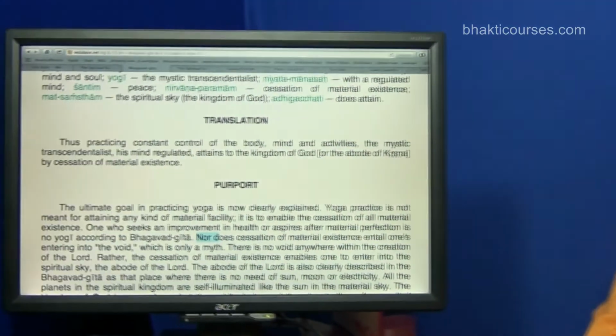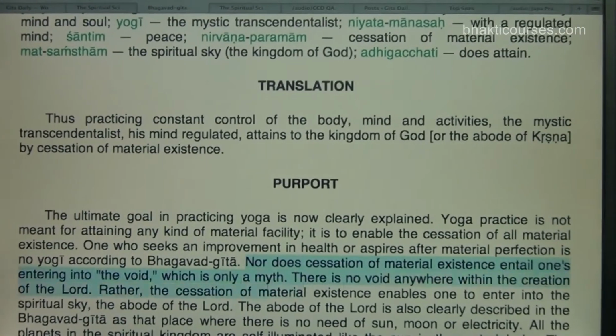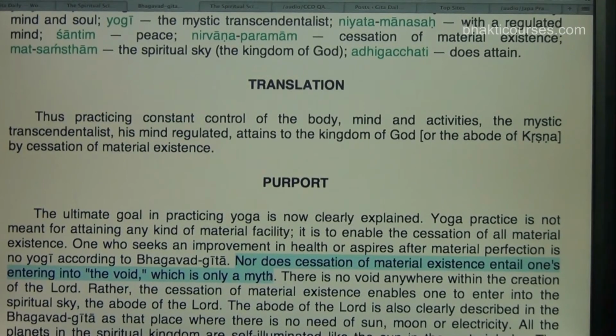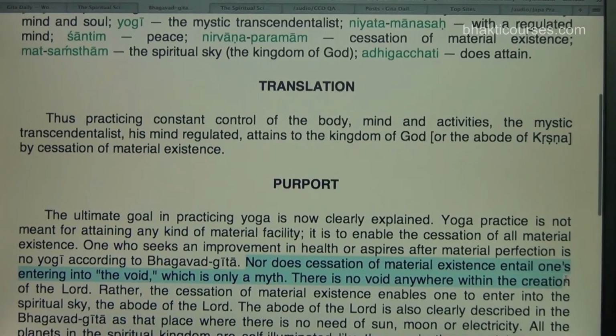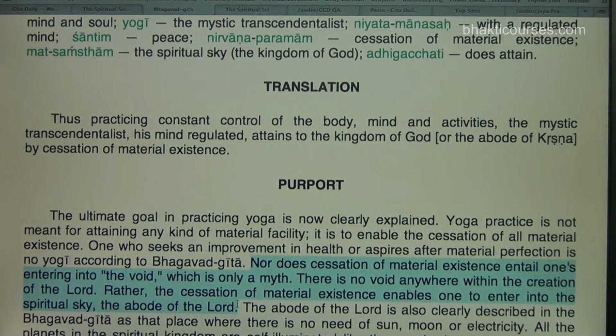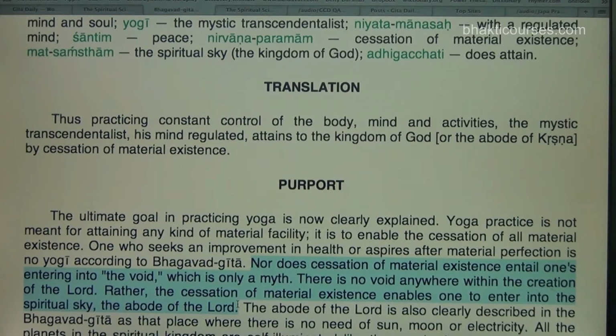And then what happens when you end material existence? Do we enter into a void? No. Nor does cessation of material existence entail one's entering into the void, which is only a myth. There is no void anywhere within the creation of the Lord. Rather, the cessation of material existence enables one to enter into the spiritual sky, the abode of the Lord.